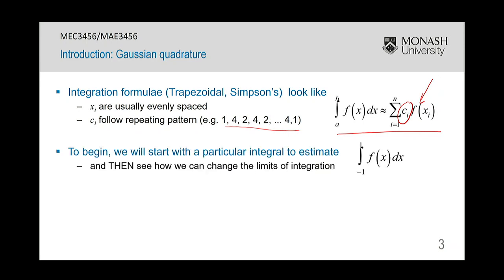We're going to do something that looks quite different to that here. To begin with, we're going to start with a particular integral to estimate, and then we're going to see how we change the limits of integration. So for what we're going to do here, we're going to assume that we want to integrate from -1 to 1. The reason for this will become clear. And we're going to specify that the function that we want to integrate is f.